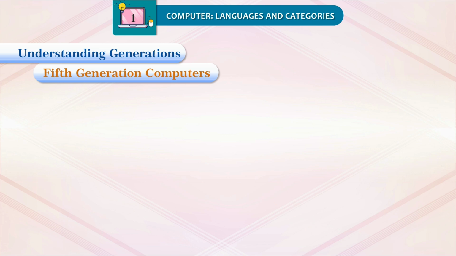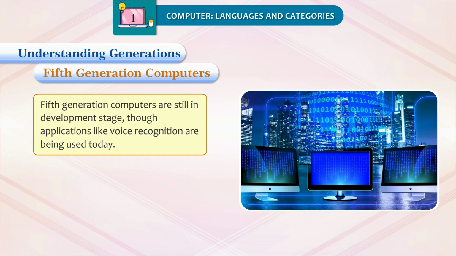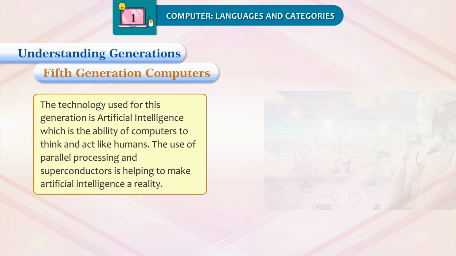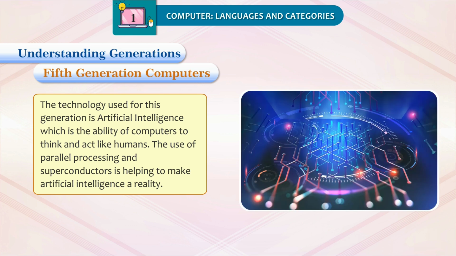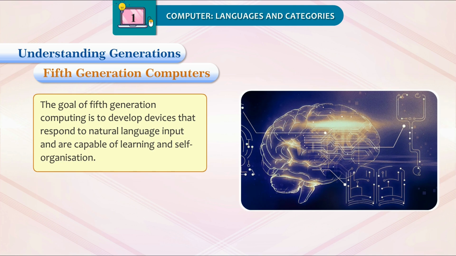Fifth generation computers. Fifth generation computers are still in development stage, though applications like voice recognition are being used today. The technology used for this generation is artificial intelligence, which is the ability of computers to think and act like humans. The use of parallel processing and superconductors is helping to make artificial intelligence a reality.